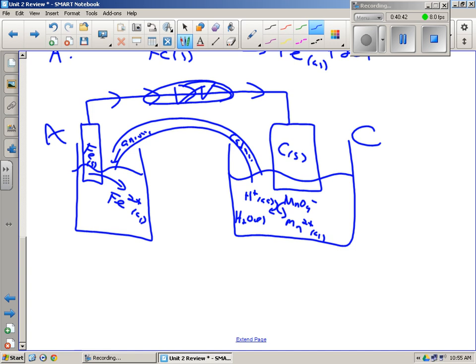Like I said, I kind of messed this part up here. Maybe I'll just get rid of that and do volts. It would be going that way. Electrons, of course, traveling towards the cathode, etc., etc.